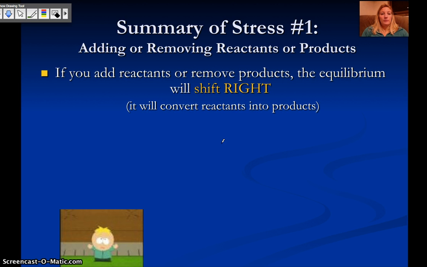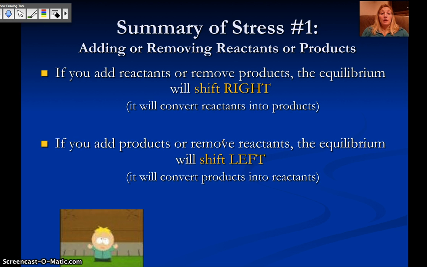So in general, if you add reactants or you remove products, the equilibrium will shift to the right. It's trying to convert all those reactants into products. If you do the opposite, if you add products or if you remove the reactants, the equilibrium will shift to the left. I hope you're singing that song in your head because I am. Anyways, it's going to convert your products into reactants. It's always trying to minimize or correct the stress that you put on it.